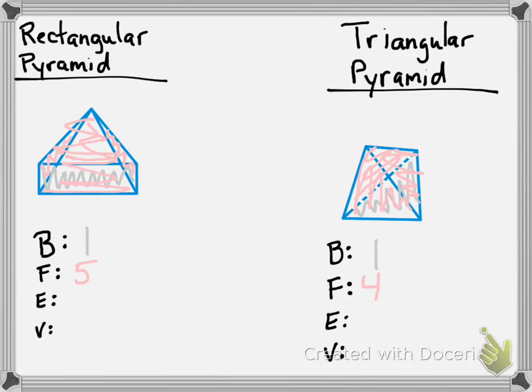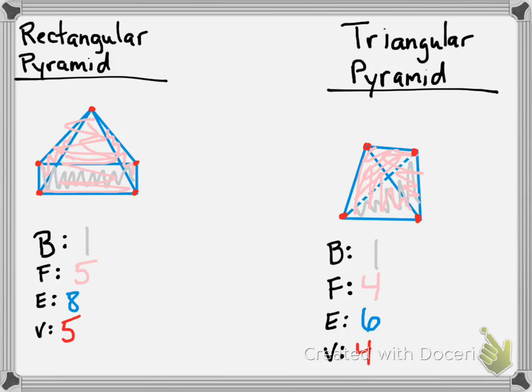Okay, and now for the edges, the rectangular pyramid, there's 4 edges around the bottom, around the rectangle, and then 4 edges going up to the point. So that's a total of 8 edges on a rectangular pyramid. For the triangular, there's 3 around the bottom, and then 3 going up to the point, so that's 6. And then for the vertices, you have 4 around the bottom and the 1 point on top. So that's 5 vertices for a rectangular pyramid, and for the triangular, 3 around the bottom and 1 on the top. So that's 4.